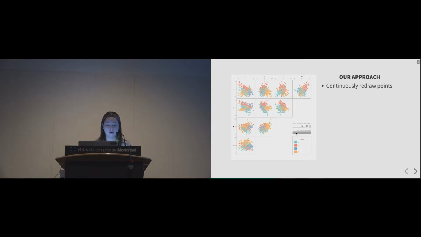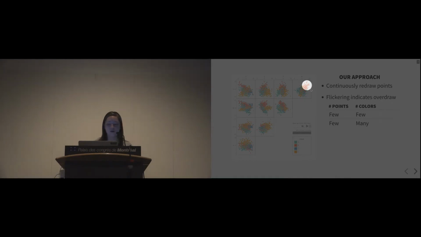And then you can see here is a progress bar, and you can see that we're just looping through the data over and over again, redrawing points. Basically the effect that we get is that flickering now indicates overdraw. I'll go through a couple of cases here. When we have very few points, we have something that looks static, that isn't going to be moving very much. For example, here we have a region where there are very few points and very few colors. We don't really have any kind of movement.